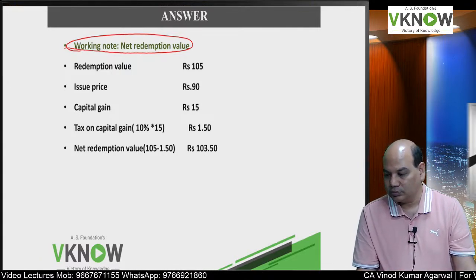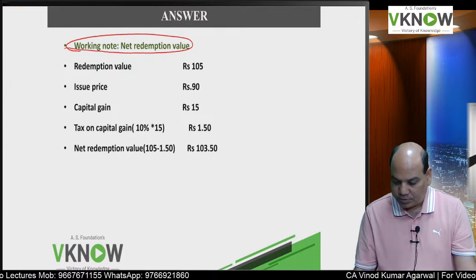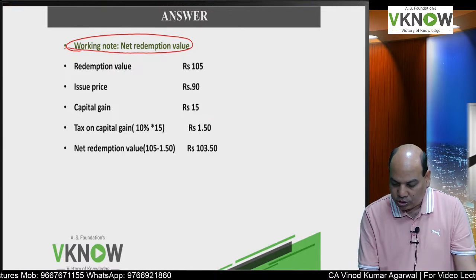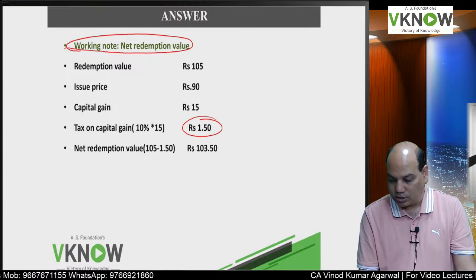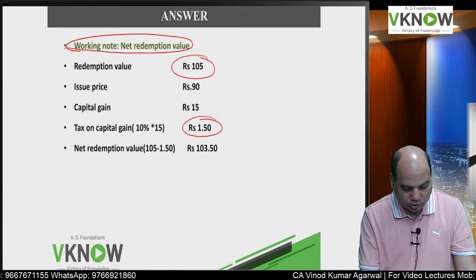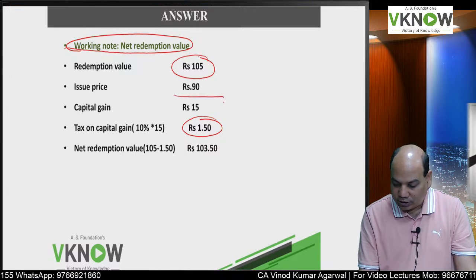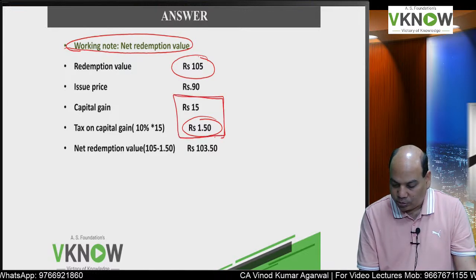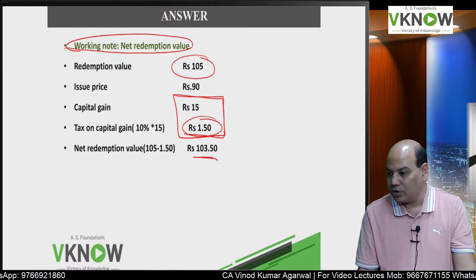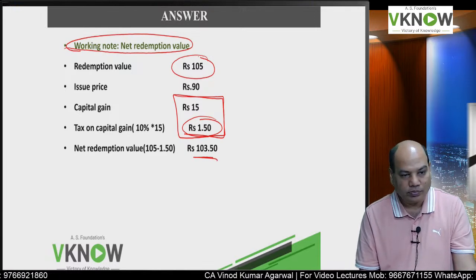Is it right? So what mistakes do students make? Some of them don't consider 1.50 in the calculation. They take 105 only. The second mistake they make is taking the difference between 15 and 1.50 as the redemption value. How can that be the redemption value?